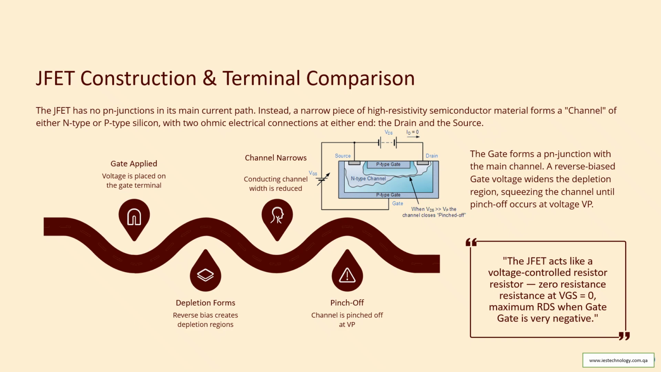Gate applied. Voltage is placed on the gate terminal. Depletion forms. Reverse bias creates depletion regions. Channel narrows. Conducting channel width is reduced. Pinch off. Channel is pinched off at VP. The gate forms a PN junction with the main channel. A reverse-biased gate voltage widens the depletion region, squeezing the channel until pinch-off occurs at voltage VP. The JFET acts like a voltage-controlled resistor, zero resistance at VGS equals 0, maximum RDS when gate is very negative.